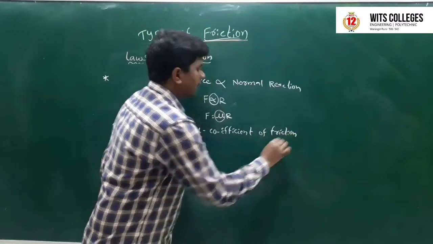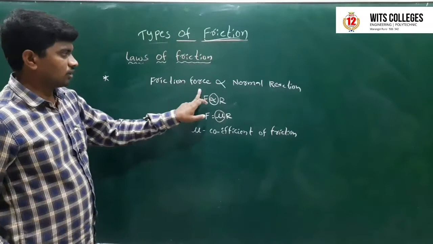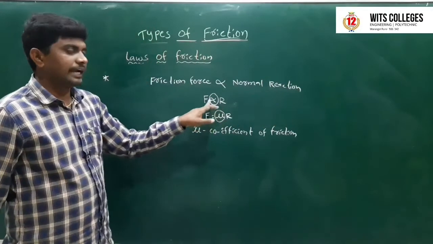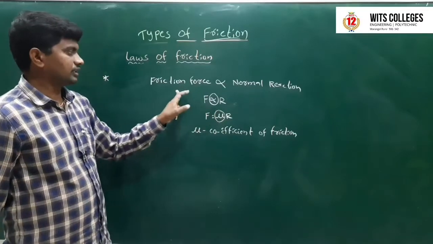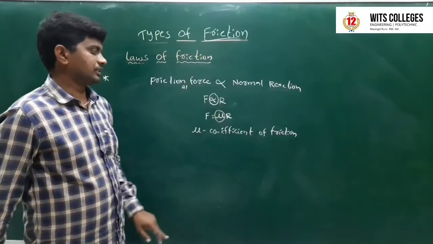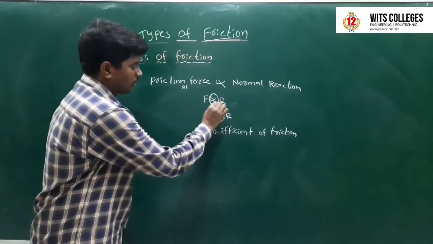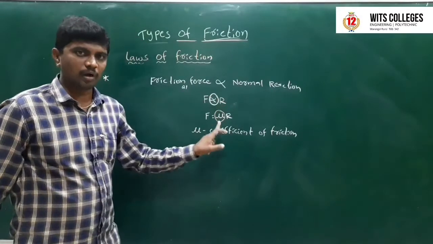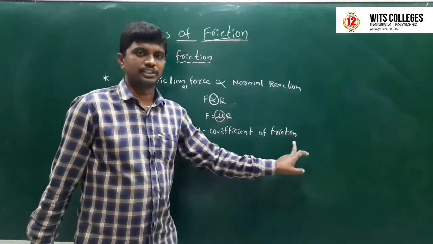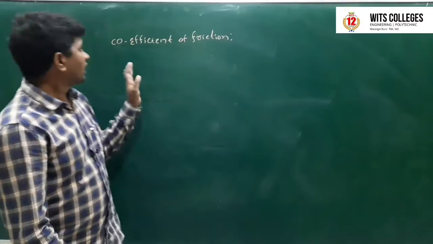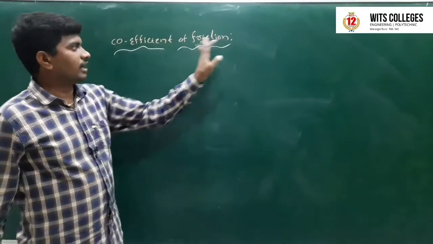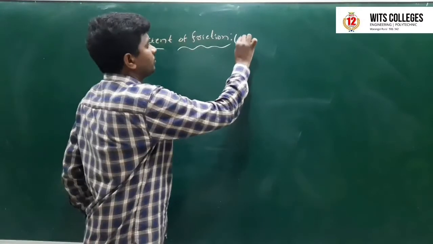The important law: frictional force is directly proportional to normal reaction. F is the frictional force and R is the normal reaction. To remove the proportionality we use a constant value, which is mu. Mu is the coefficient of friction, represented by mu.